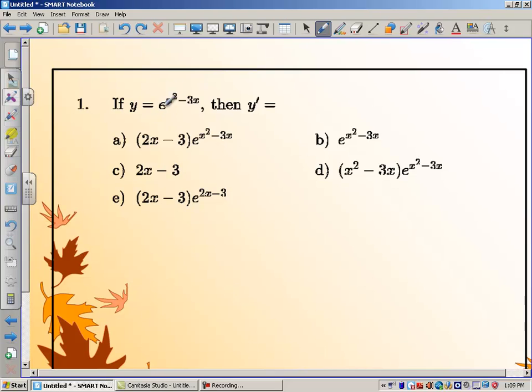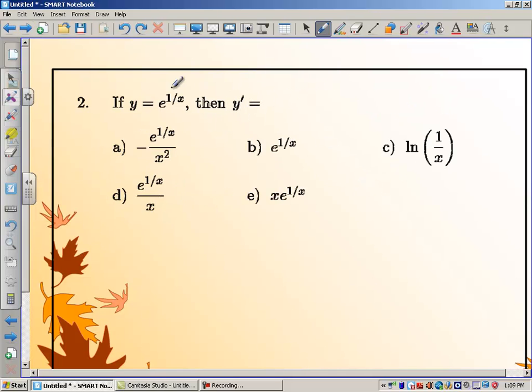If y equals e to the x squared minus 3x, then y prime equals, well, it's e to the x squared minus 3x. Then we multiply that times the derivative of the exponent, 2x minus 3, because of the chain rule. So this will be a, man, that was really tough. I'm being sarcastic. I really like the derivative of e to the x.